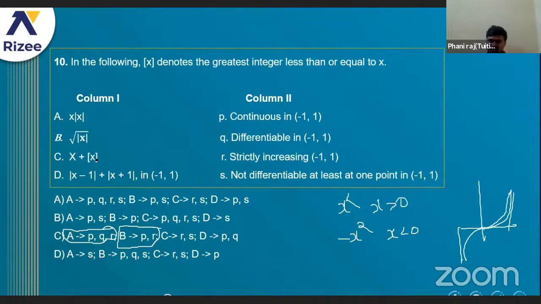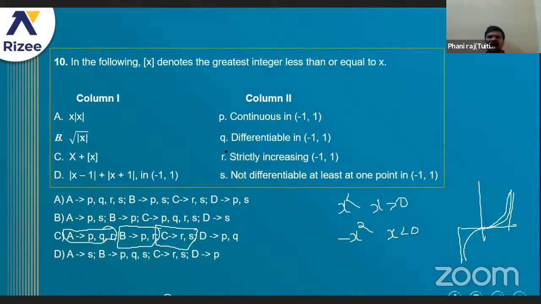So option B will not hold. If continuity fails, its differentiability is no longer guaranteed. It's strictly increasing because x is increasing, step x is also increasing. It's strictly increasing. It is not differentiable. Not at one point, multiple points it is not differentiable. C is R comma S.